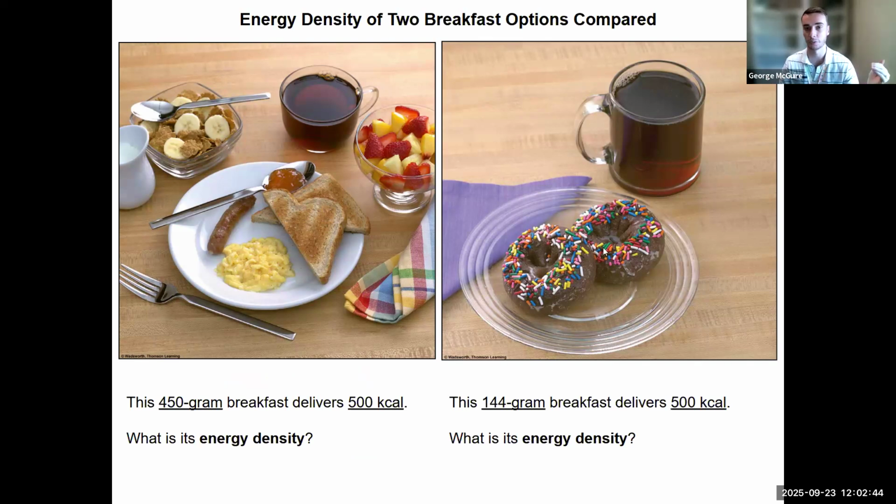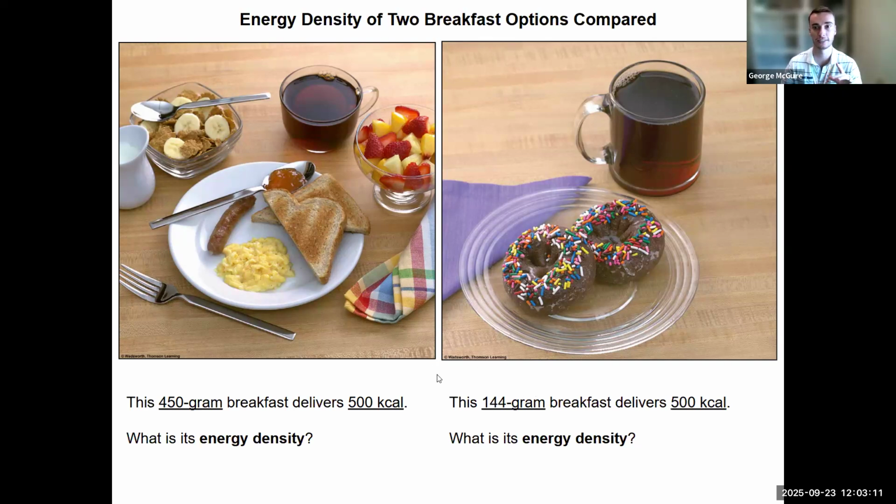This breakfast on the right is 144 grams of food. And if we also know how many calories each meal is giving us, which in this case is the same, 500 calories from each, you just divide the amount of calories by the amount of grams, and that gives you the energy density. So go ahead and pause the video here and quickly do that calculation. Divide 500 by 450, divide 500 by 144, and that's going to give you your energy density.